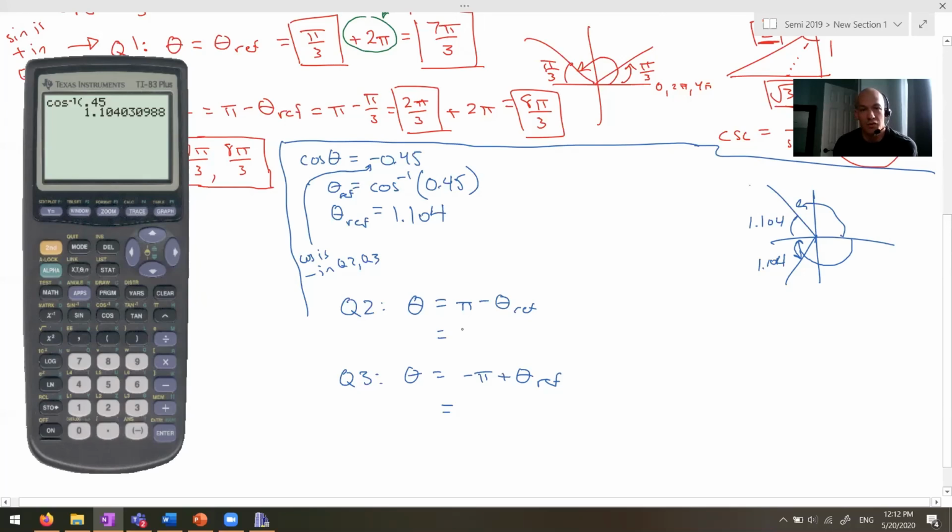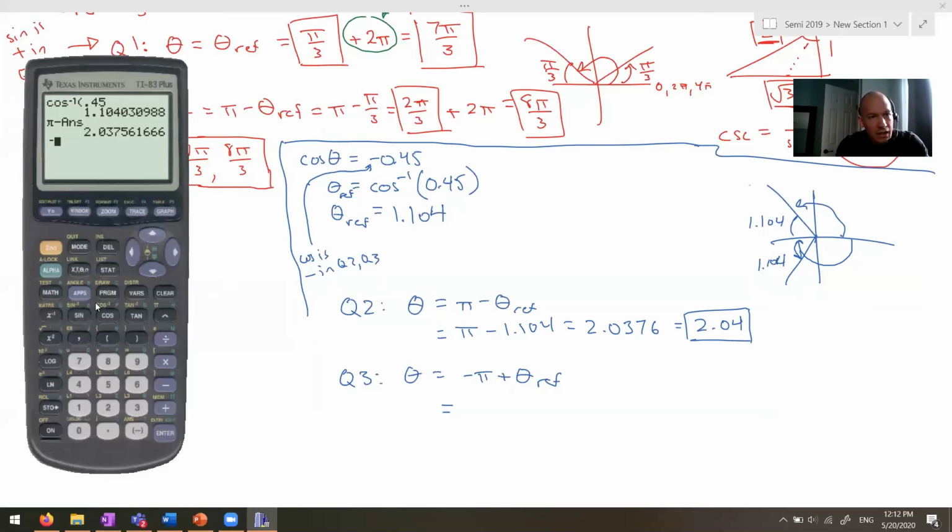Okay, so quadrant 2, the pi minus 1.104 is going to give us, and okay, this is where I could probably estimate it, but I'll just work it out this way. So I go pi minus the answer, and I get 2.0375, whatever. I'm going to round this to about 2.04. That seems reasonable. Okay, so 2.04 radians. And then I can figure out my other angle by going negative pi.